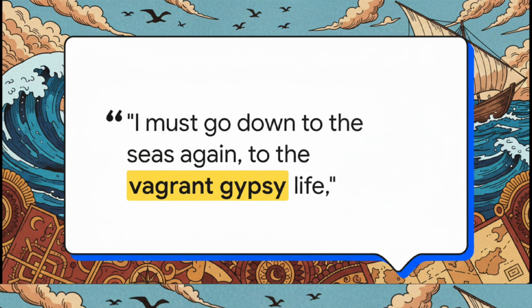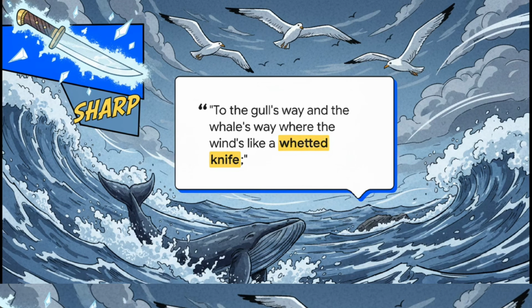So for our poet, the sea isn't just water. It's the pathway to this kind of free, wandering life. And he wants to live like the creatures of the sea, "to the gull's way and the whale's way." He doesn't want to follow human roads or maps. He wants to follow the paths that nature has already made. And then, what a powerful line, "where the wind's like a whetted knife." A knife! That tells you the wind is sharp, it's cold, it cuts. It's a difficult life, a harsh environment. But it's exactly what he wants.